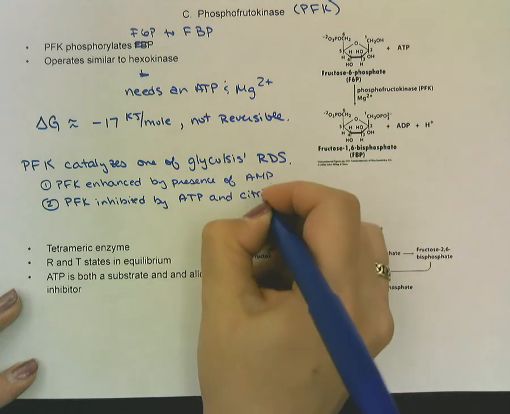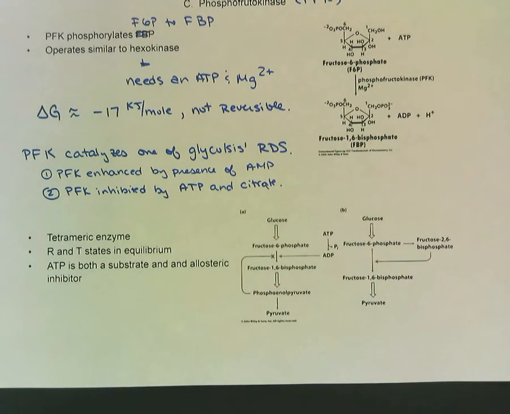So this is one of the first steps we see where there's definitely an on-off mechanism for the enzyme. PFK's activity is enhanced by the presence of AMP, which is adenosine monophosphate. And then PFK is inhibited by the presence of ATP and/or citrate.